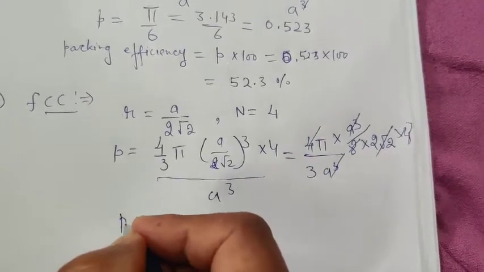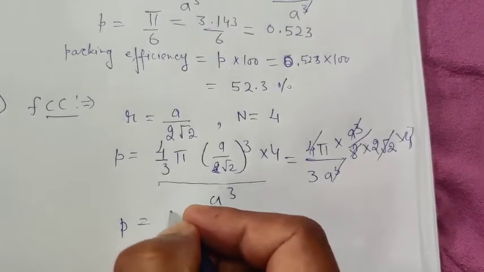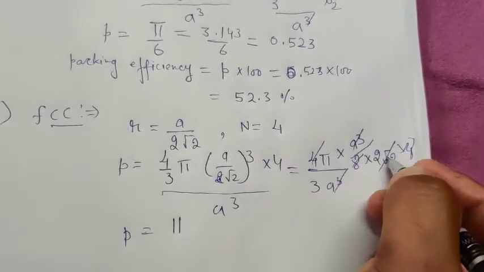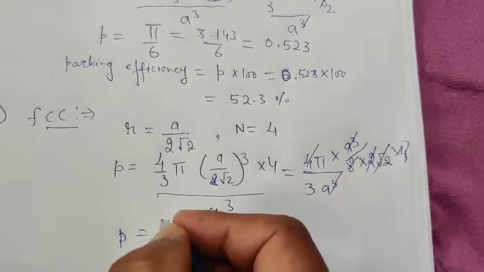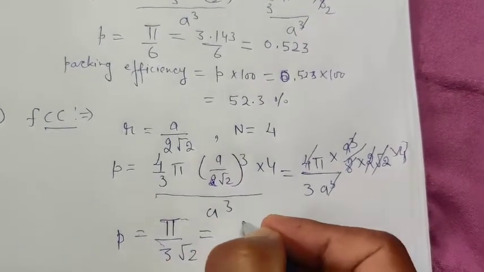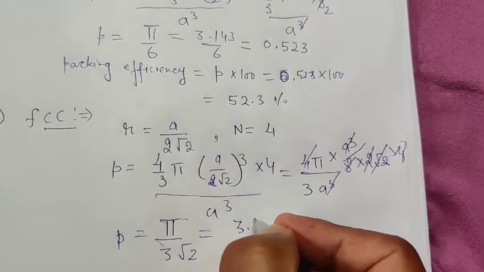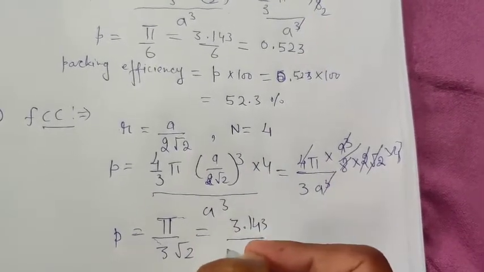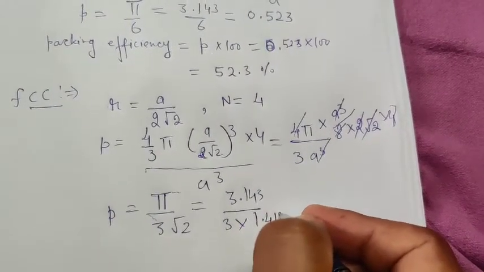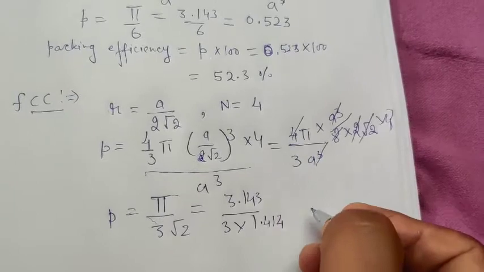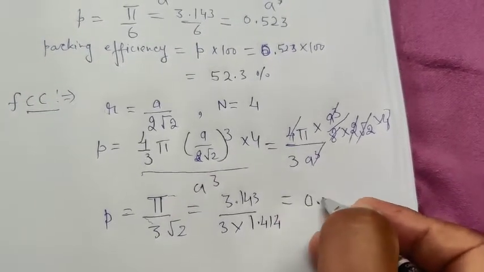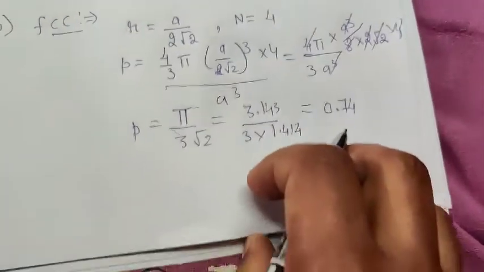So the packing fraction will be pi, no, this will not be cancelled, this will be cancelled. So this will be pi upon 3 under root 2. So if you put the values, 3.143 divided by 3 into root 2, which is 1.144. If you solve this, you will get 0.74. This is the packing fraction.